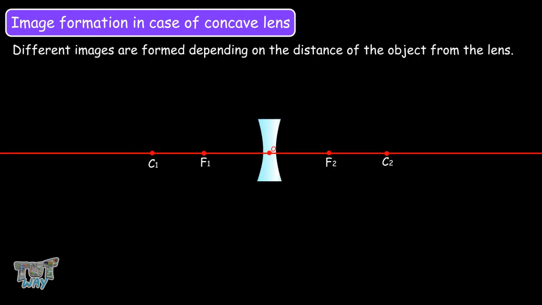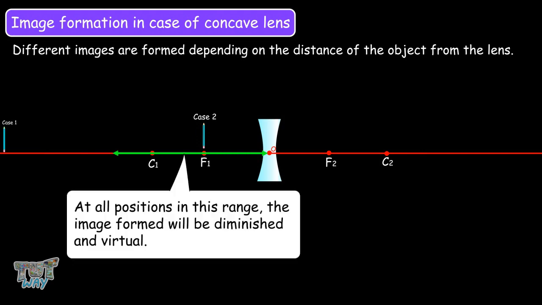Different images are formed depending on the distance of the object from the lens. With the convex lens, we studied six different positions of the object. In the case of a concave lens, there are only two positions. The first case is that the image can be located at infinity. The second case is that the image can be formed at any location between infinity and the optical center. In all the cases, the image formed will be diminished and virtual.